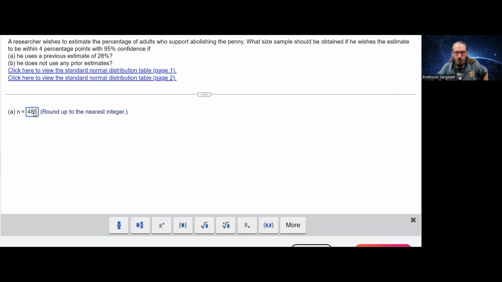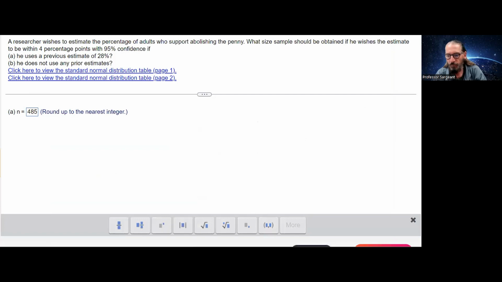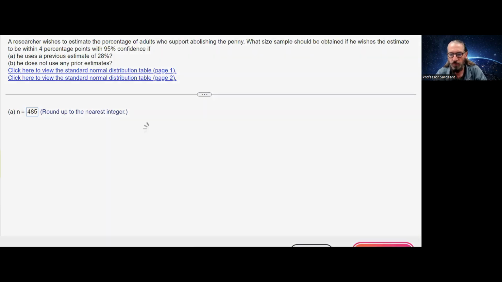If you check out my videos on margin of error and sample size for population means, you'll get a little explanation about why we're rounding up instead of the usual rounding way. The usual mathematical rounding would round that to 484, but these always have to get rounded up.